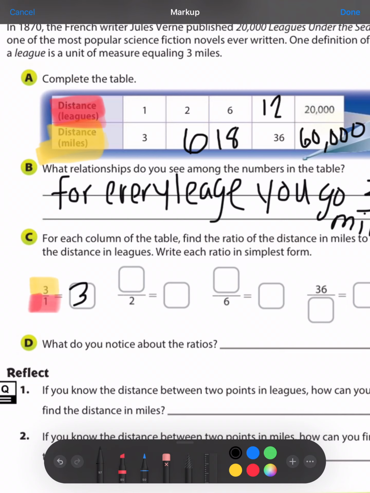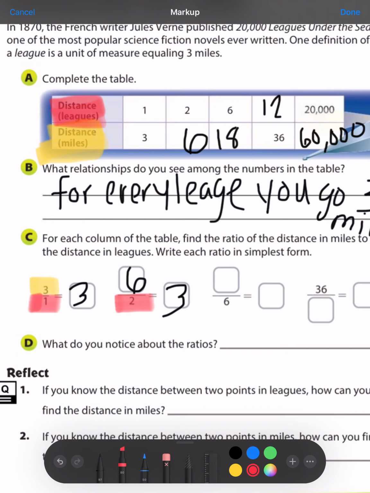So if we're looking at our second fraction, we already have our distance in leagues, which is 2. So we have to fill in what our top number of our fraction will be, which is the bottom number up here, our distance in miles in yellow, which is 6. So now 6 divided by 2. Alright, Chad, what's 6 divided by 2? 3, good.